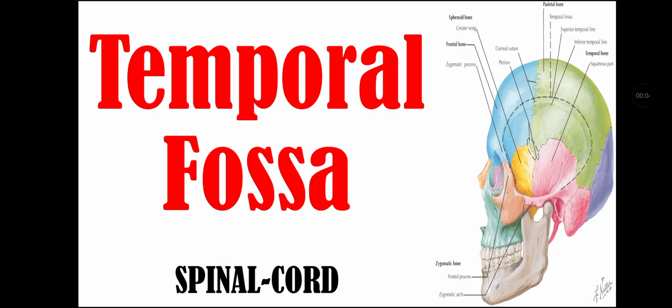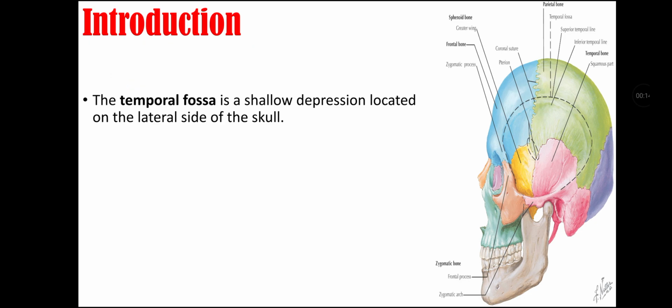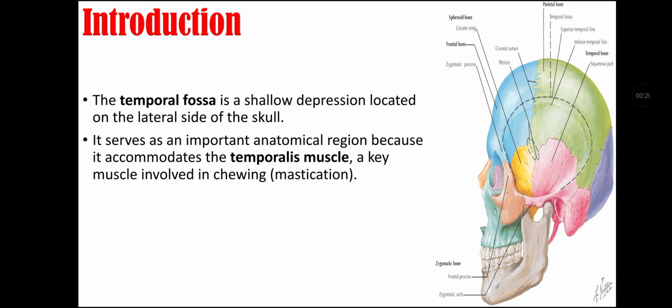Today we are going to talk about temporal fossa, and here at the side you can see the diagrammatic representation of temporal fossa. So let's start our topic with introduction. Temporal fossa is a shallow depression that is located on the lateral side of skull. It serves an important anatomical region because it accommodates the temporalis muscle, that is a key muscle involved in chewing.